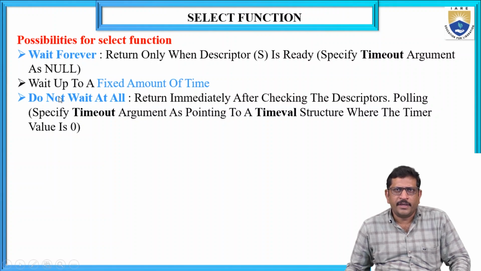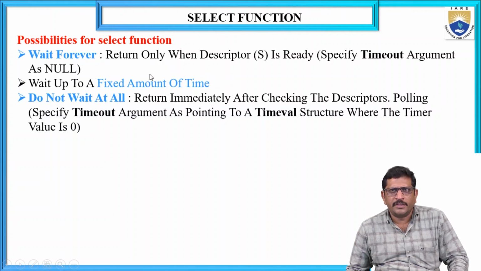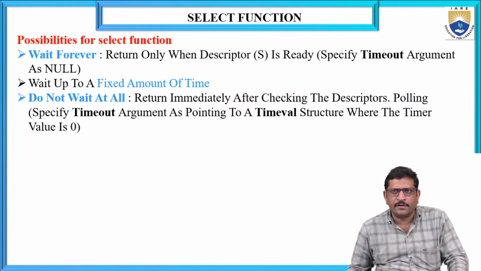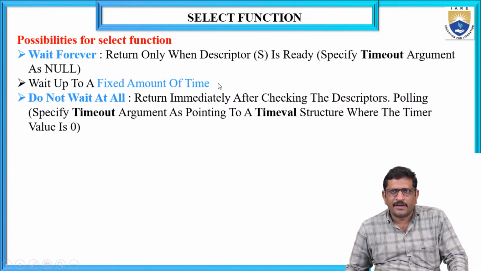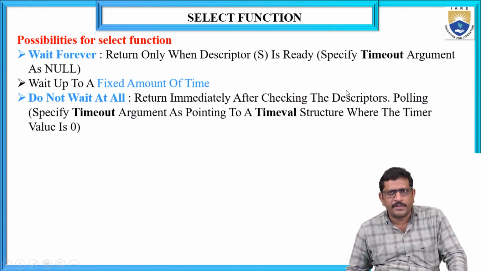The next possibility for the select function is to wait up to a fixed amount of time. Here the select function waits for the acknowledgement from the secondary device for a fixed amount of time. After receiving the acknowledgement from the secondary device, only then does the primary device send the data.